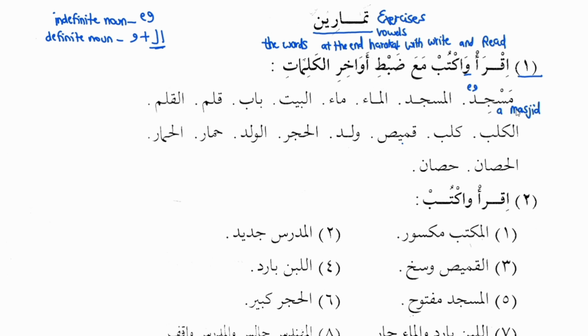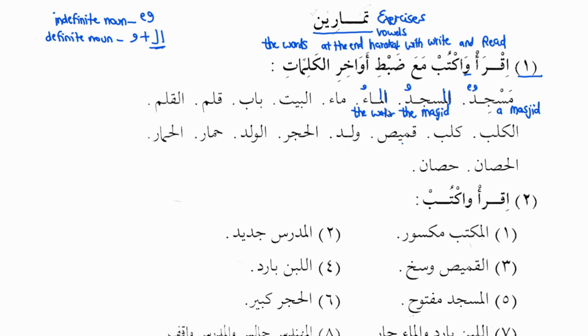Next there is alif lam, so we'll put one dhamma at the end. Al masjidu, this is a definite noun. Al masjidu means the masjid or the mosque. Masjidun, a masjid. Al masjidu, the masjid. Next word, again it has alif lam in the beginning, so we'll put one dhamma at the end. Al ma'u means the water.